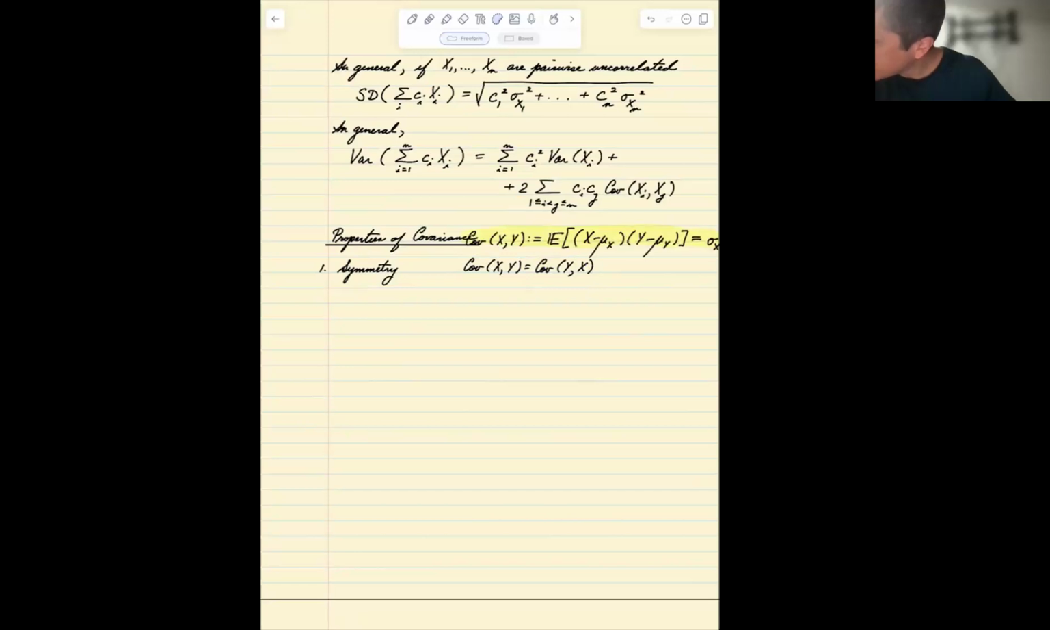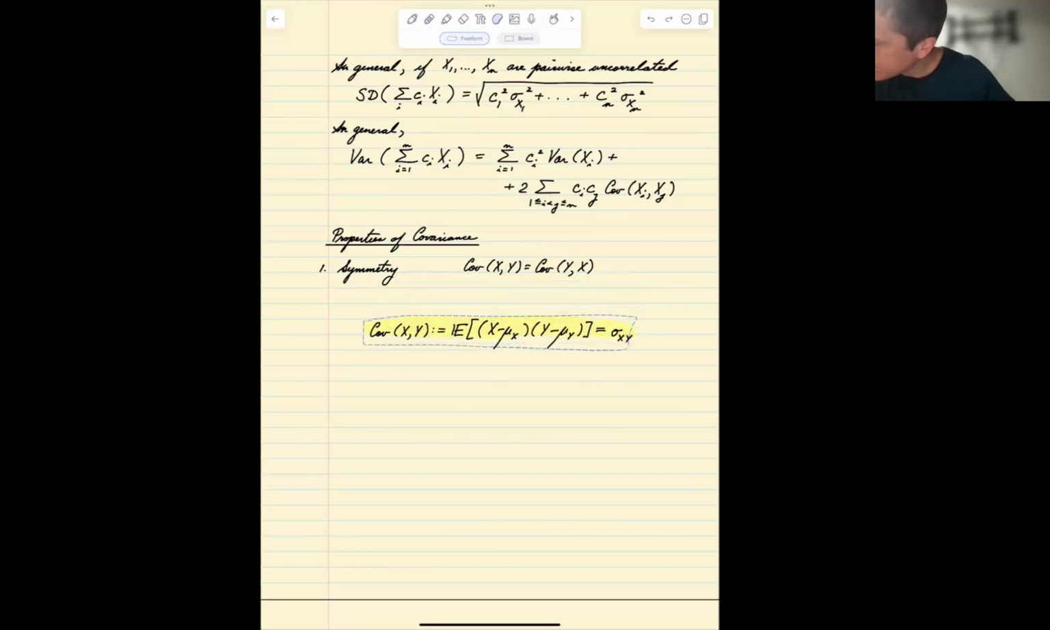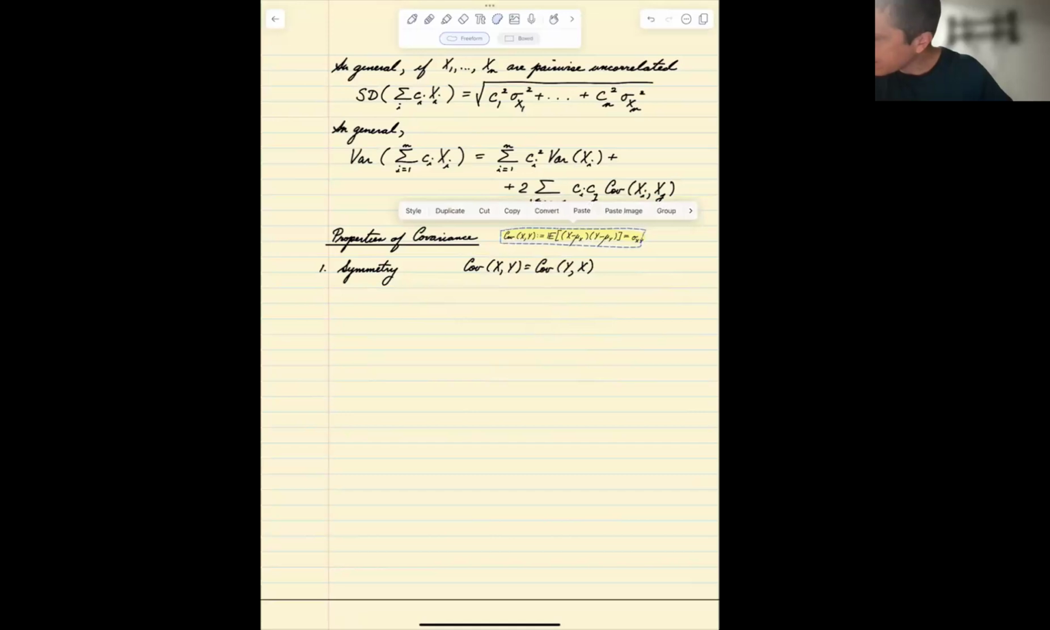Okay. So multiplication is commutative. So if we had x on the left, y on the right, it's the same as having x on the right and y on the left.